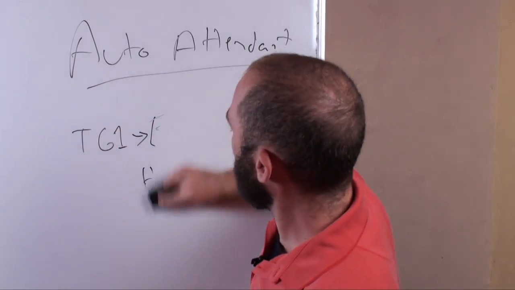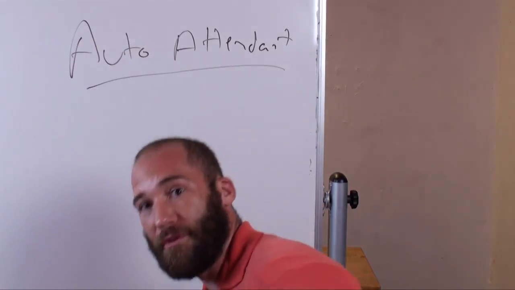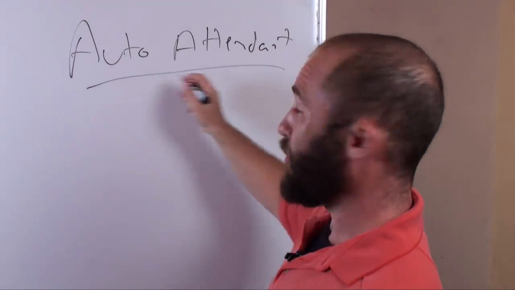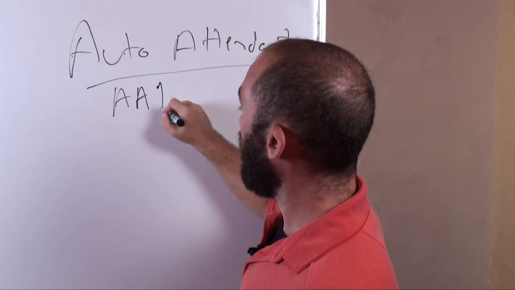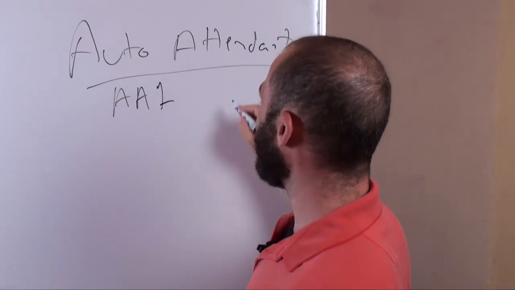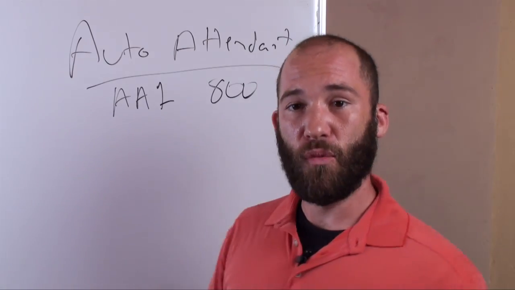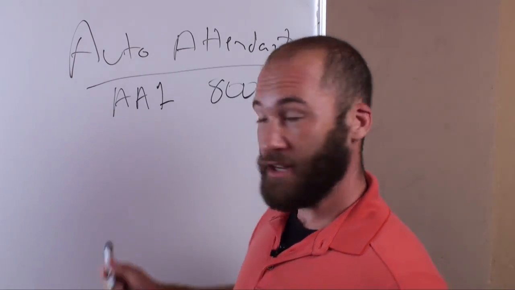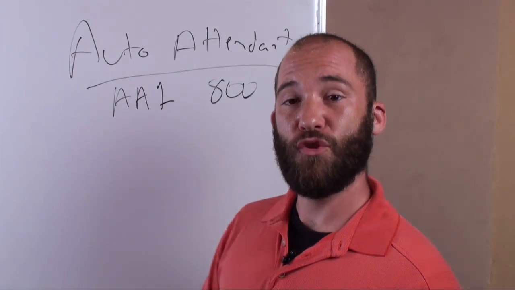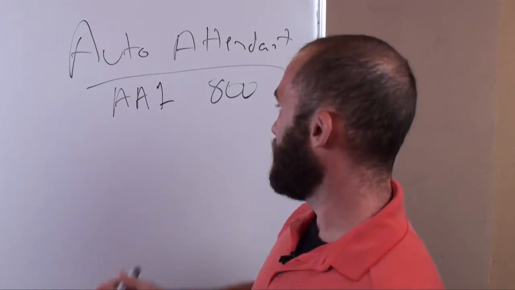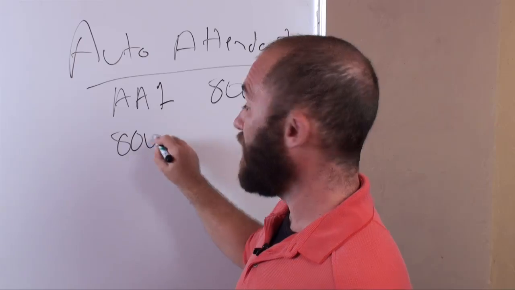So now we're going in and we are going to program this auto attendant. So this is auto attendant 1, and this is going to be extension 800. So when you go into your PBX to create this auto attendant 1, the first thing that you're going to do is create an extension. So you are going to create extension 800.